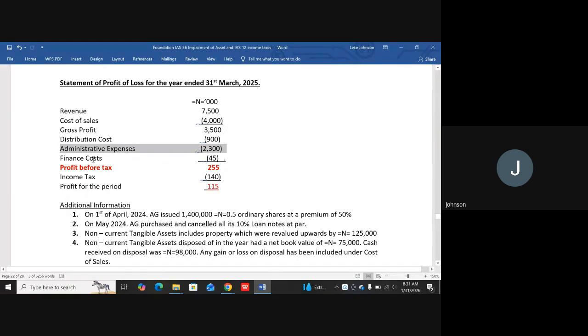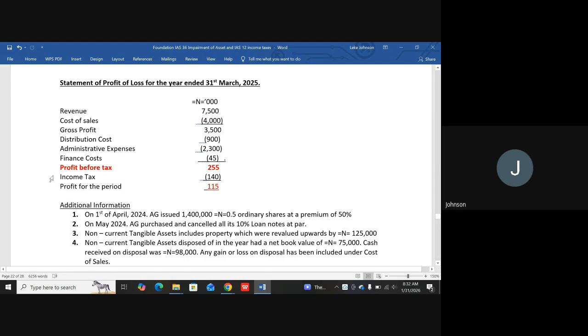After that, we have what we call the finance cost. This finance cost is your interest expense that I was talking about. So finance cost is the cost that you incur because you borrowed a loan. So finance cost is an expense. Now the next thing, after you've done that, when you minus all the expenses, distribution cost, administrative expenses, and your finance cost, which is your interest expense, at the end of the day you are going to have your profit before tax.